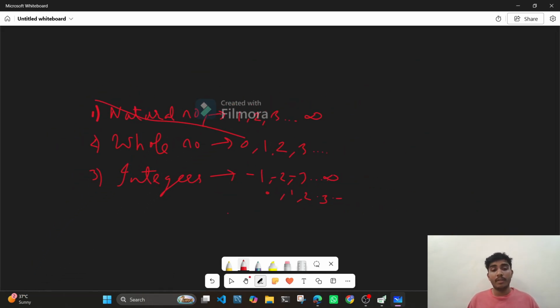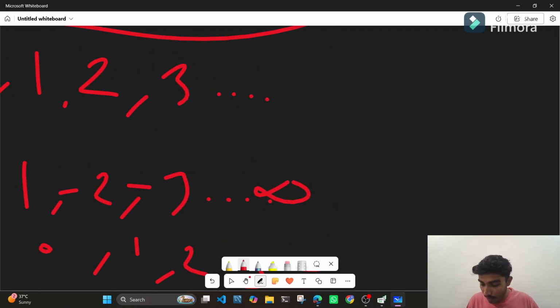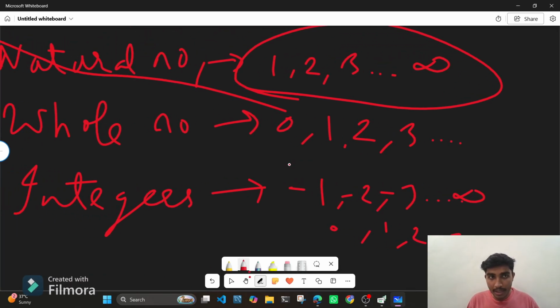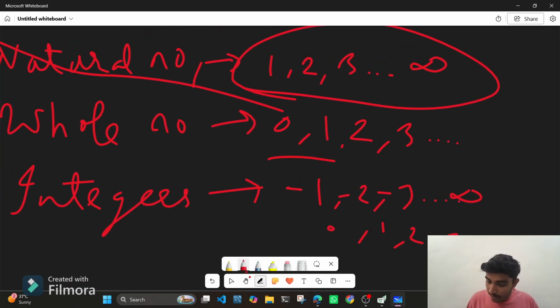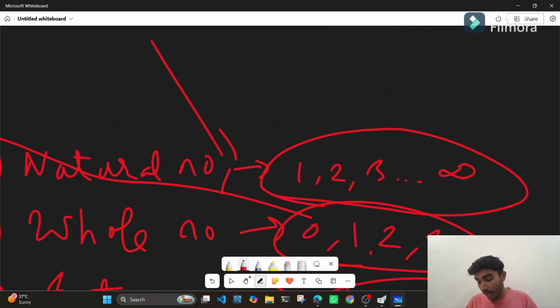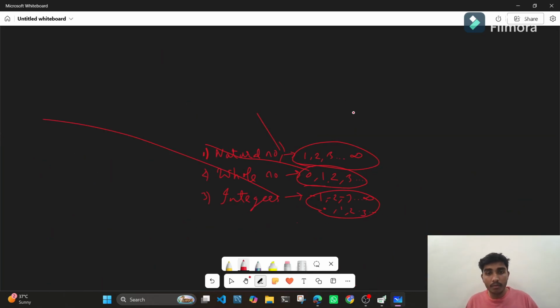What do we mean by real numbers? We have seen that this particular set belongs to the natural numbers, this set belongs to the whole numbers, and these are integers. We also have something called rational and irrational numbers.